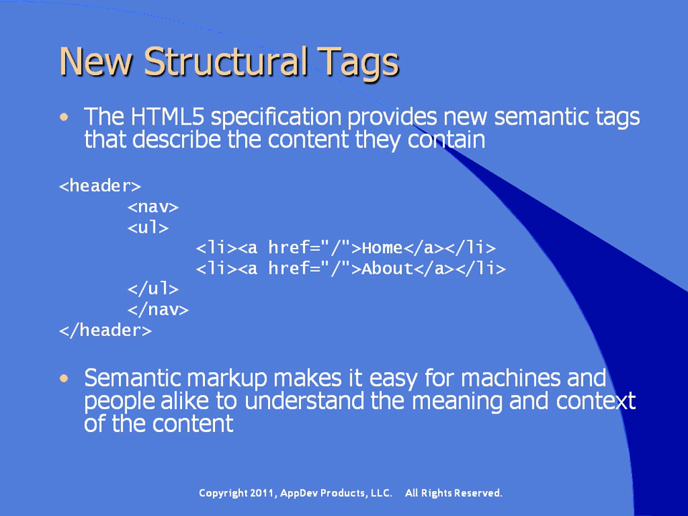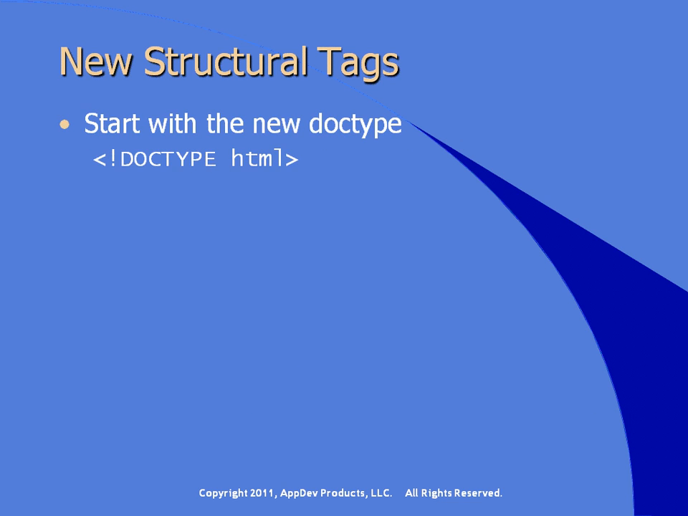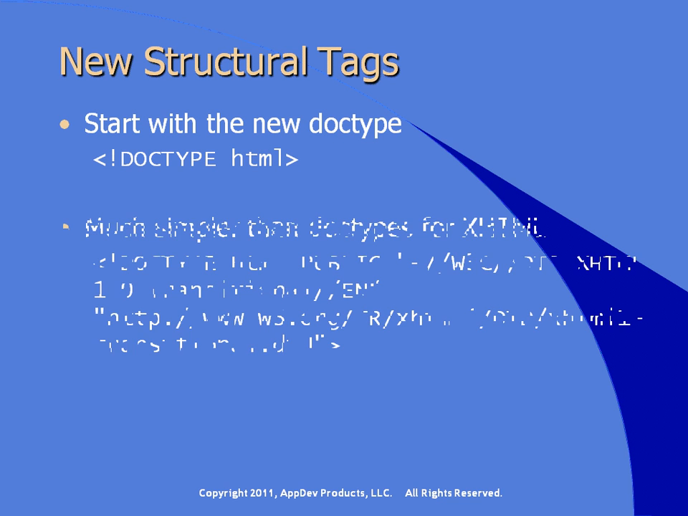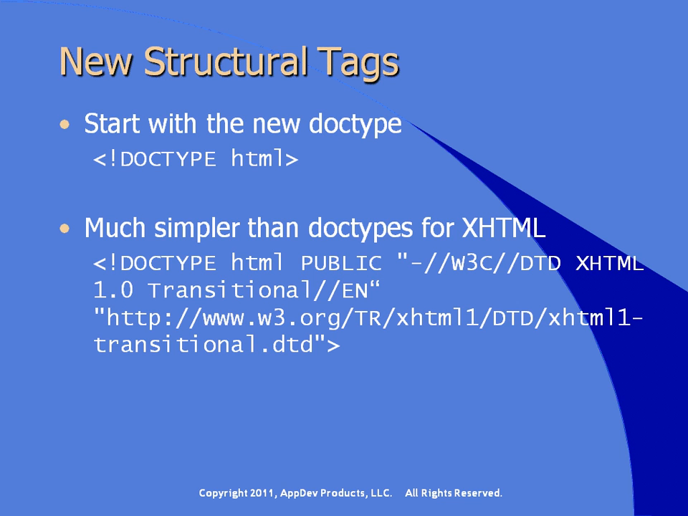This semantic markup makes it not only easy for people to read the code, but also for machines such as screen readers to be able to understand both the meaning and the context of the content that's being shown. To start an HTML page, we're going to begin using the new document type. The HTML5 document type is much simpler than the document type that we used for our traditional XHTML pages. As you can see, the XHTML document type is very verbose and contains a lot more information in it than the HTML5 document type above.